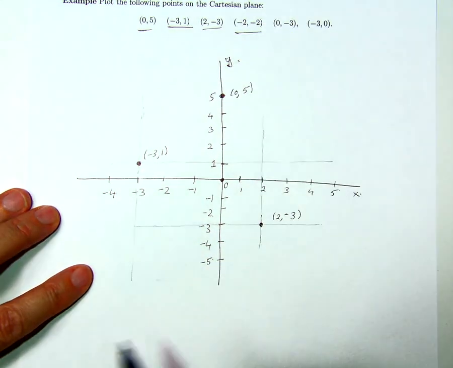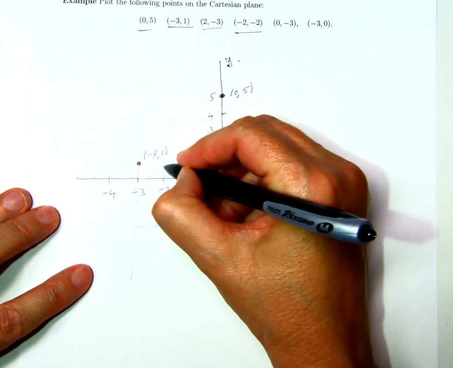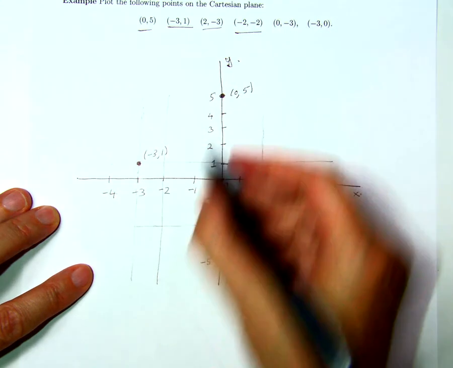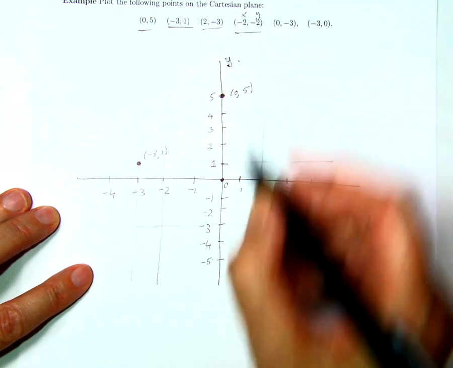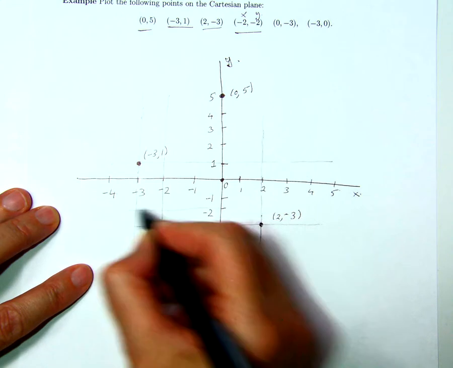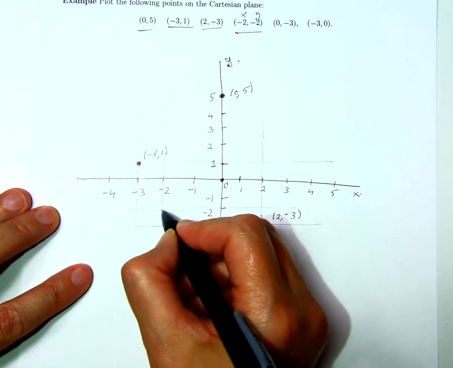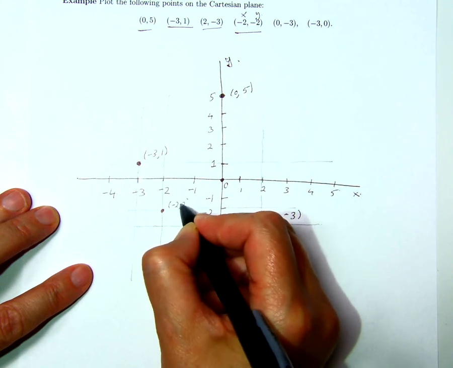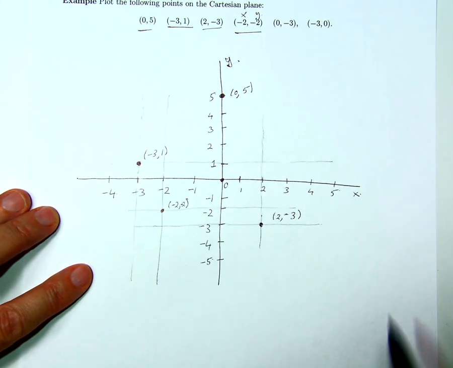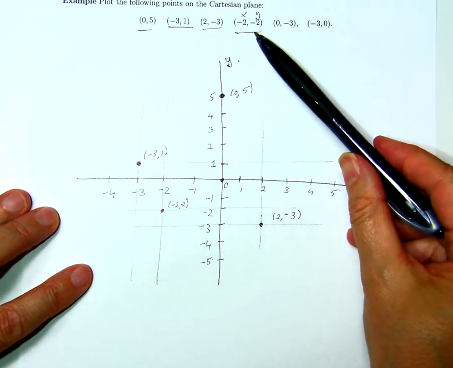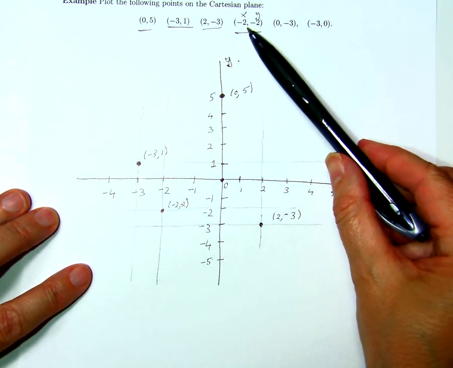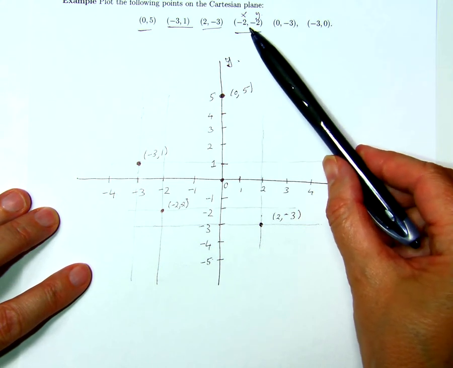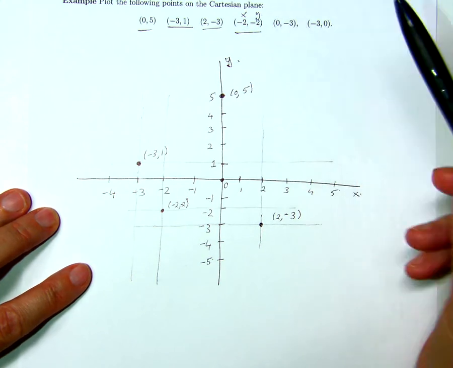(-2, -2), well, this is somewhere above or below negative 2 on the x-axis. And then its y-coordinate is also negative 2, so it's somewhere across from negative 2 on the y-axis. That means it's right here. And of course that ties in with what we said about the quadrants. It must be in the third quadrant, because in that quadrant both numbers are negative, and that's the only quadrant where both numbers are negative.